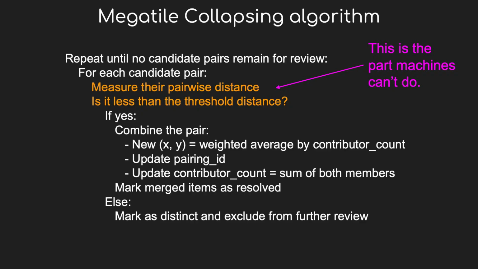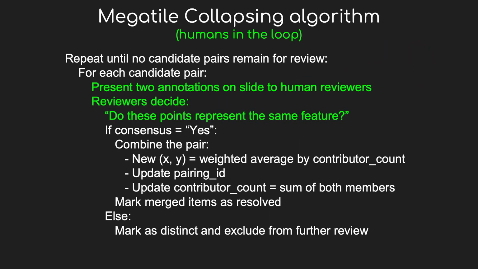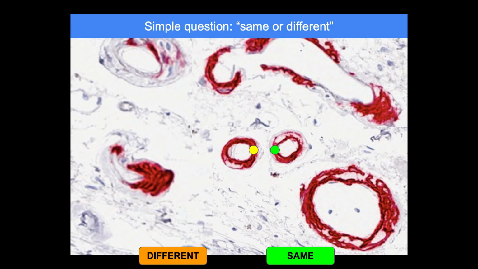So if you imagine this is the pseudo code, the algorithm we use to do the megatile collapsing. Here in orange, you can see that's the computer using the distance threshold to decide. So what we're going to do is replace those lines of code with a human intervention, and have a person look at the actual megatile and say, are these two dots pointing at the same thing? So it might look something like this.